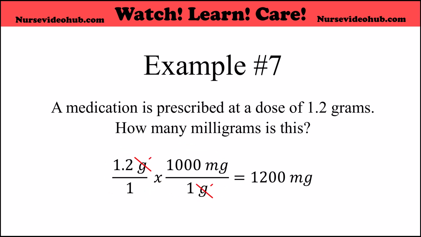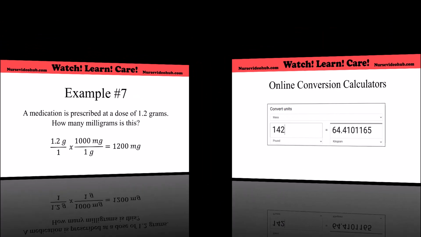The grams cancel out. 1.2 times 1,000 equals 1,200 milligrams. Check your answer by reversing the conversion. 1,200 divided by 1,000 equals 1.2 grams.